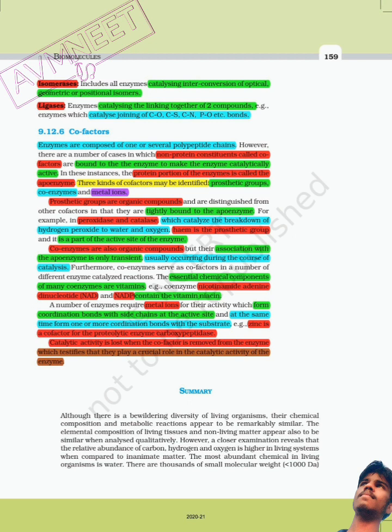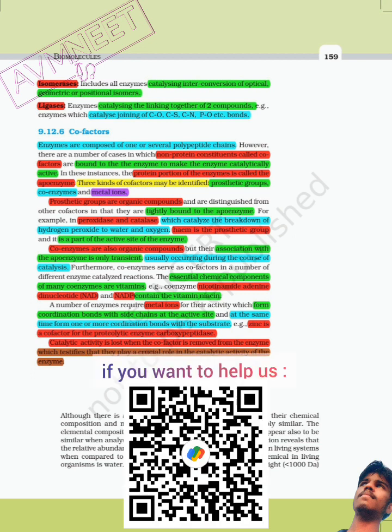A number of enzymes require metal ions for their activity, which form coordination bonds with side chains at the active site and at the same time form one or more coordination bonds with the substrate. That is, zinc is a cofactor for the proteolytic enzyme carboxypeptidase. Catalytic activity is lost when the cofactor is removed from the enzyme, which testifies that they play a crucial role in the catalytic activity of the enzyme.